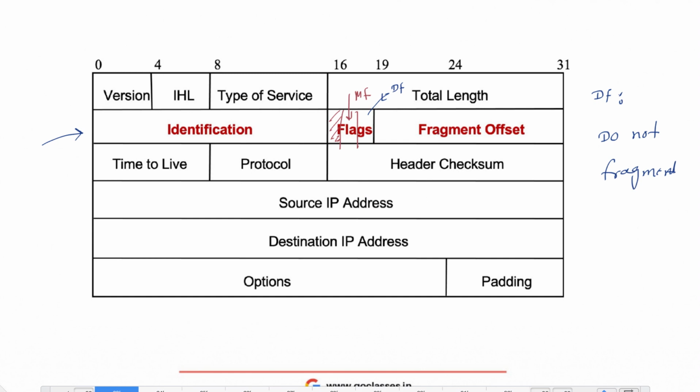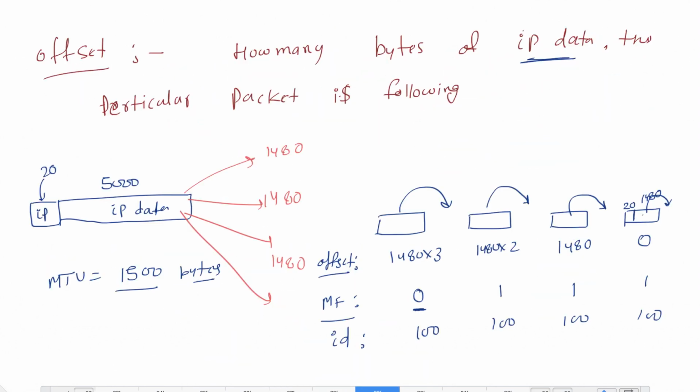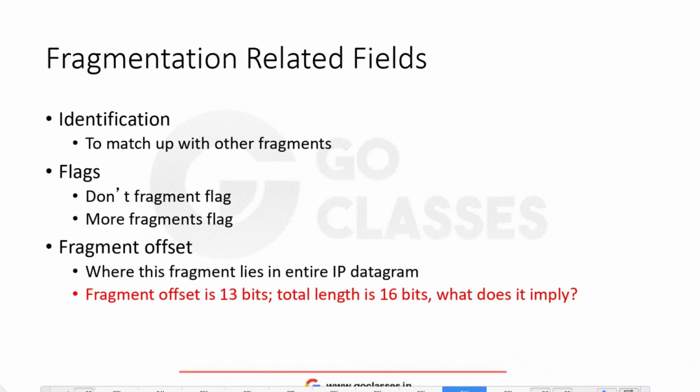Now let's solve some of the questions. So just to revise, basically identification is to match with the other fragment, and these are the two flags that we use. Flags are basically 3 bits. One we never use, and this one is more fragment, this one is do not fragment. Or maybe the first one is do not fragment.